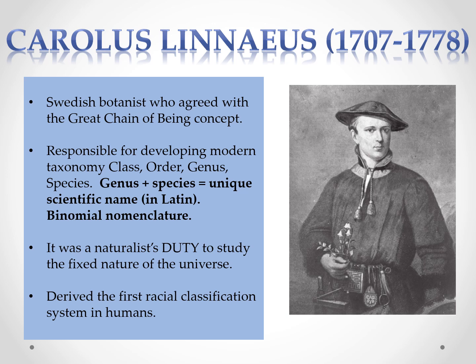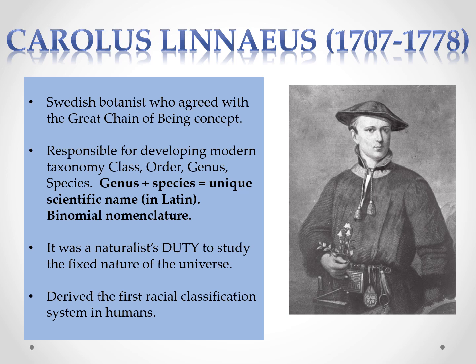We all know it: class, order, genus, species, right? And genus and species is what provides that unique scientific Latin name that we call binomial nomenclature, right? And Linnaeus believed it was the naturalist's duty to study the fixed nature of the universe, and he derived the first classic racial classification system that was used for humans as well. But he didn't call them races at that point; he called them subspecies of the human species.